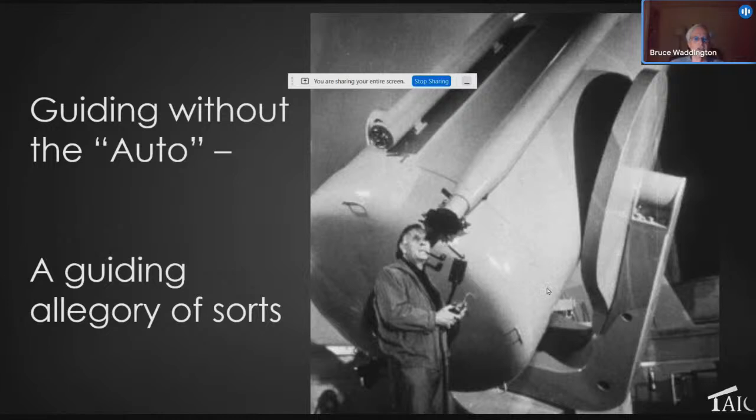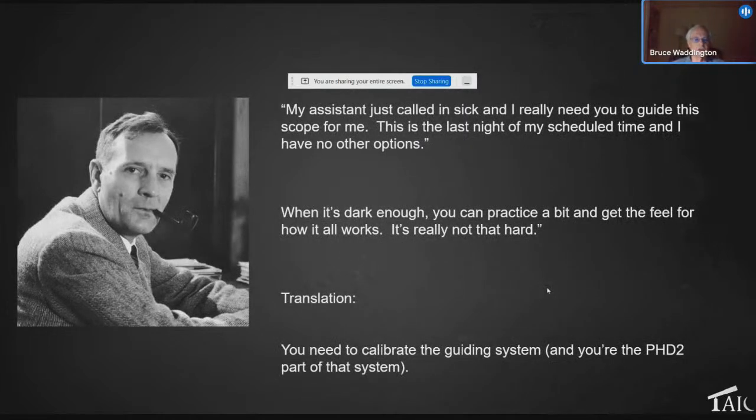And he has a story to tell. The story is that it was his research assistant on the phone, and he's calling in sick and isn't going to make it. He's the guy who guides the telescope while Hubble does whatever it is he's going to do. And it turns out that this is the last night for Hubble in his time slot. It's his last night on the mountain, and he's not done with the project. He really wants to push ahead and get this thing finished.